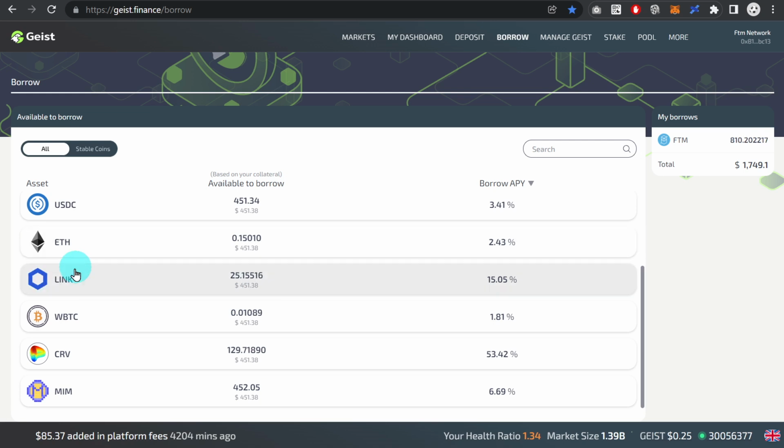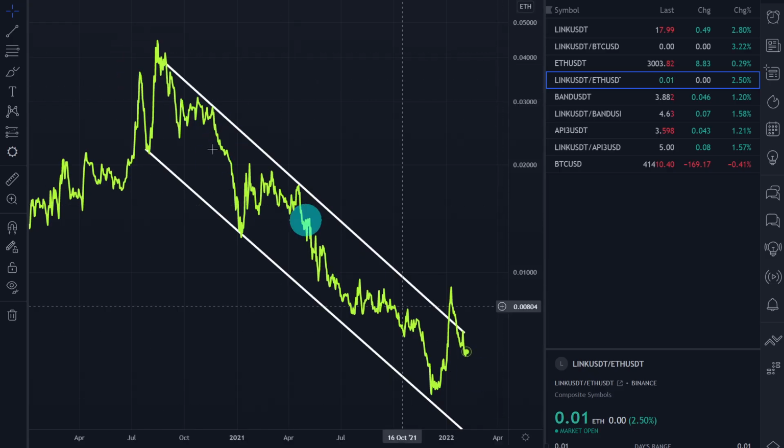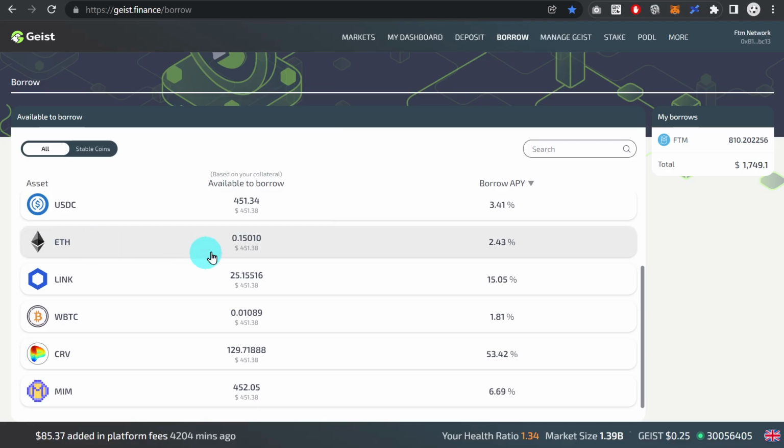And so what will happen in this specific example is you've got your Ethereum that you're long on, you've got your ChainLink that you're short on. And so over time, if ChainLink loses against Ethereum, if it continues to lose against Ethereum, then your collateral in Ethereum will go up in value and your debt in ChainLink will go down in value. And you're basically pocketing the difference.